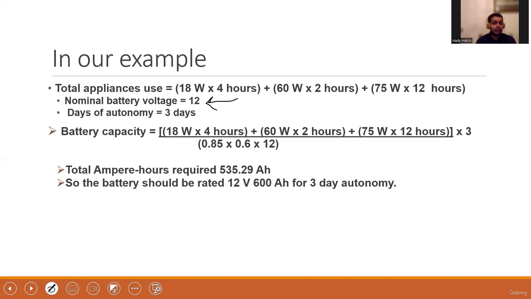And then we calculated the ampere hour required for the battery, which is 535.29 ampere hour for 3 autonomy days. To buy it, we need a 12 volt battery with 600 ampere hour, as we are going to approximate the 535.29 ampere hour to something that we could find in the market.